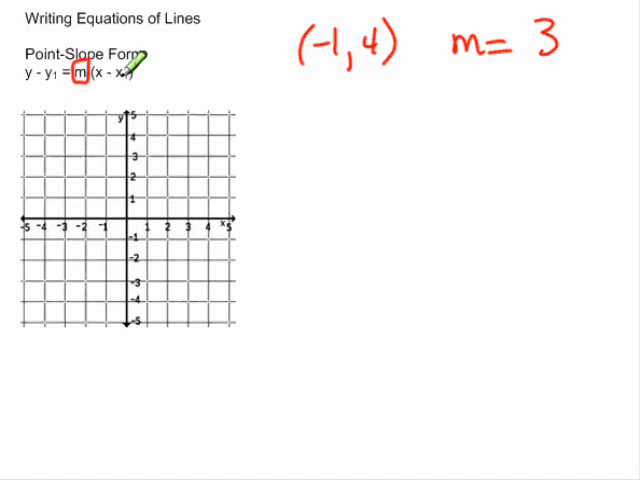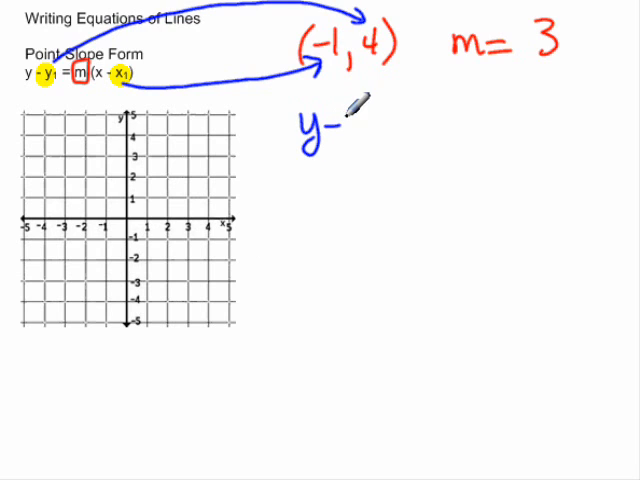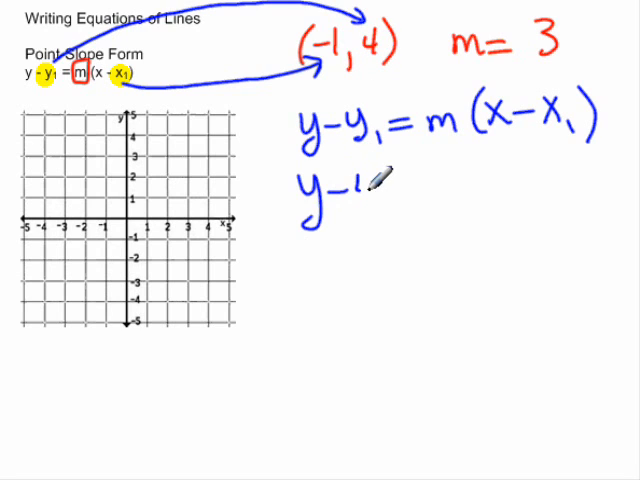Now we have 2 special values. We have an x-coordinate and a y-coordinate. But those values coincide with these values from our point. So all we have to do is plug in. If we take y minus y1 equals m times x minus x1, simply plug in: y minus 4 equals m, which is 3, times x minus a negative 1, which changes to a positive.